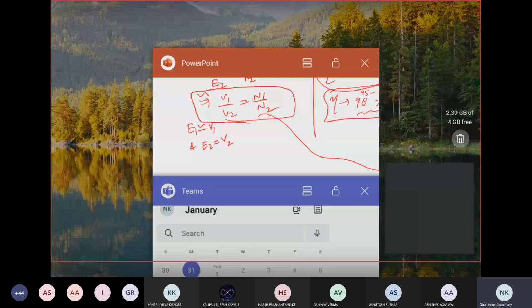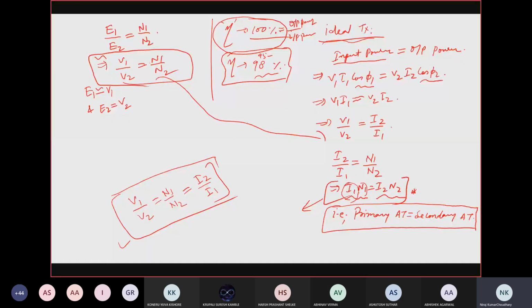Then we have established the relationship between the turns ratio, which is also known as transformation ratio of the transformer, with respect to the voltage and currents at the two terminals of the transformer, right?